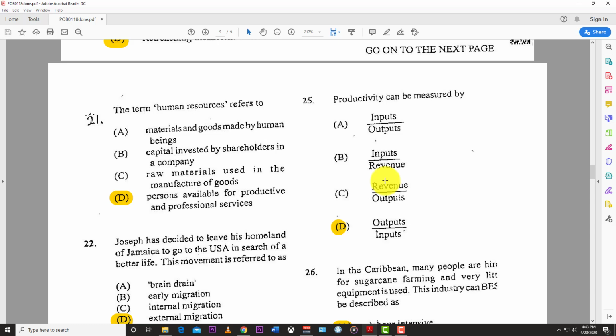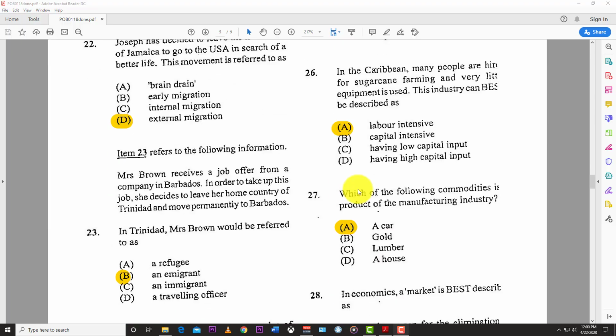Number 25, productivity can be measured by, and the best answer here is D, outputs over inputs. So you divide this by that, and then you get the per unit of output. All right, so it's D. So we get the productivity. You make 5 bread per hour. All right, so if somebody make 100 bread and it's 5 of them, you divide that by that, so each person 20, so that's how that goes.